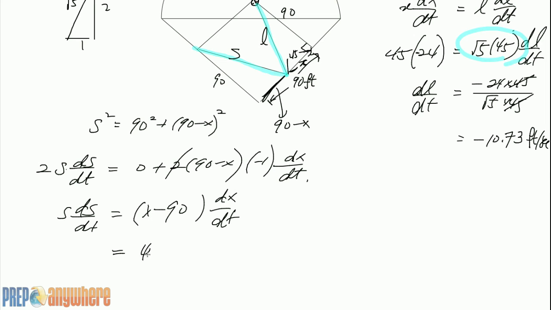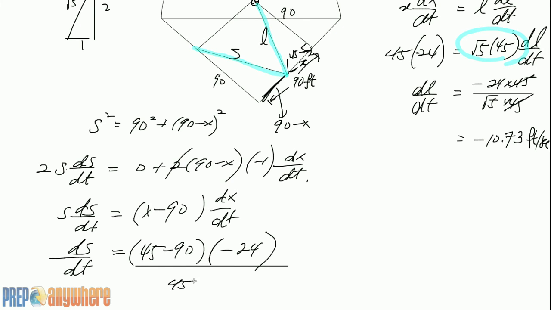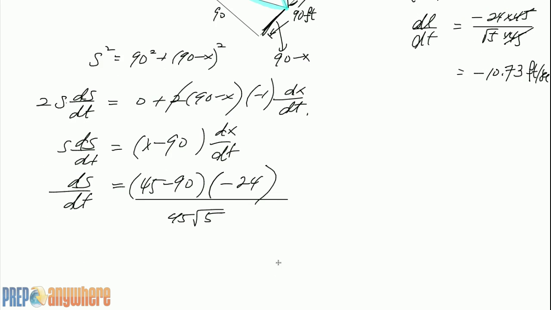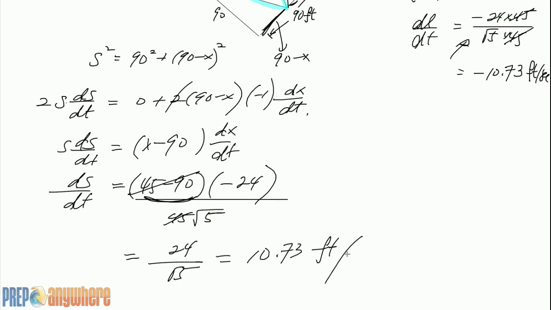So x still is 45, and dx over dt is still minus 24. And for dS over dt, S is still 45 times root 5. This right here is minus 45, so it reduces to give you negative 1. So you have 24 over root 5, which is exactly the same as here. The only difference is that it's increasing. So it's increasing at 10.73 feet per second.